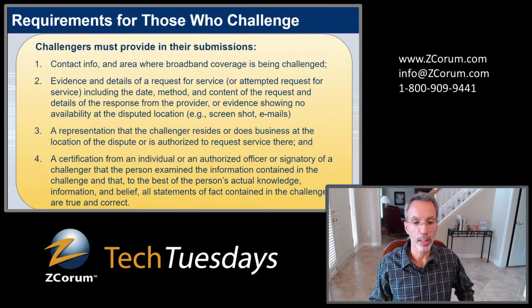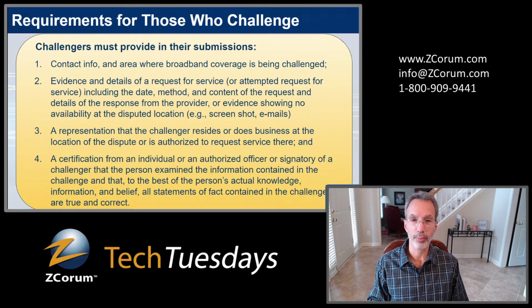For example, for those who challenge, here are the requirements. They must provide in their submissions contact info, so they've got to provide all their contact info, name, address, email address, that kind of thing, and where the broadband coverage is being challenged specifically. They have to provide evidence and details of a request for service. So in other words, if they say they want to get a specific speed service from you and you can't provide it, or an attempted request for service, including the date, the method, and the content of the request, and the details of the response from the provider. So they're going to have to provide the details that you responded to them with, or evidence showing no availability at the disputed location. They can't get it, screenshots, emails. So they've got to document some of this stuff. They can't just go in there and say, I challenge this.